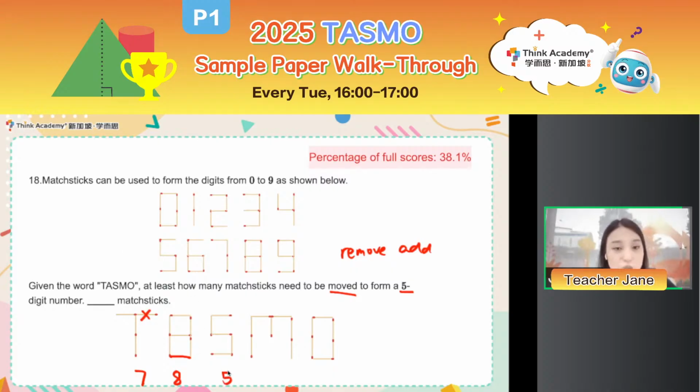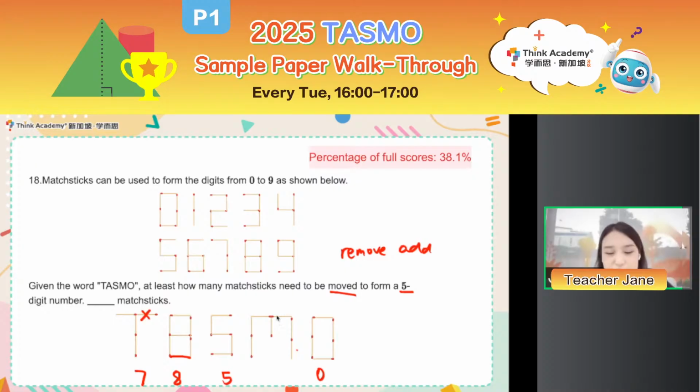This is already a 5. So do we need to move anything? Seems no need, right? So we can first leave it here. Then let's take a look. As for the letter M, this is not a number. But you can see in TASMO, the O also looks like a number, right? So do we need to move anything? No need. So right now, what we need to do is just to focus on this letter M.